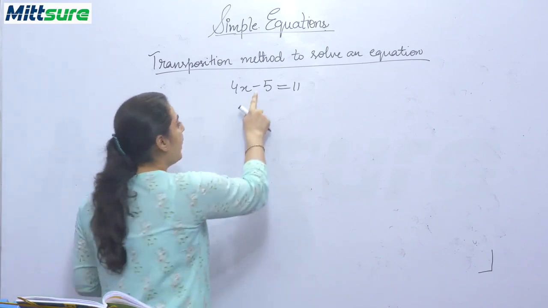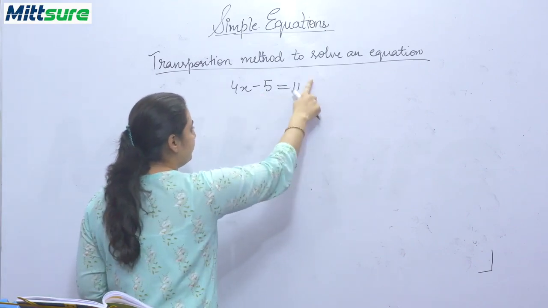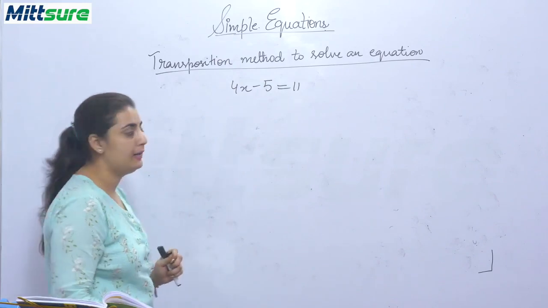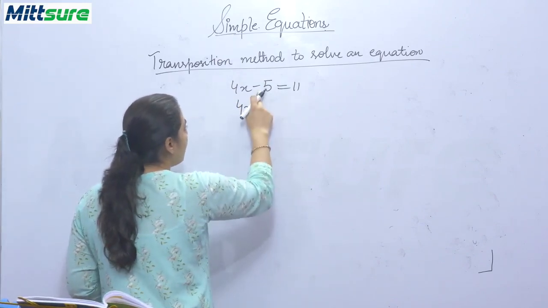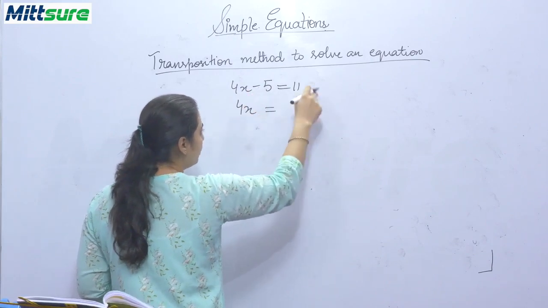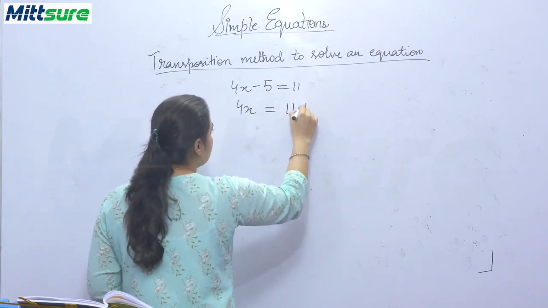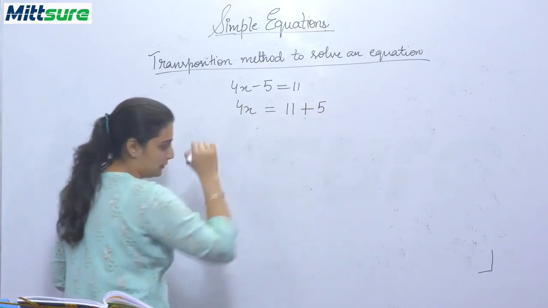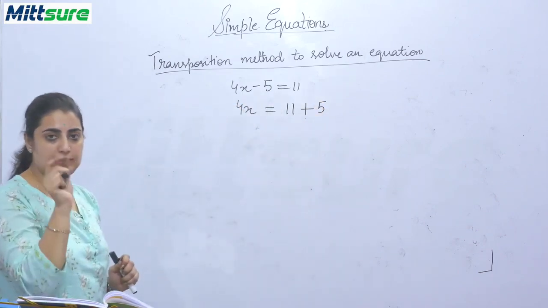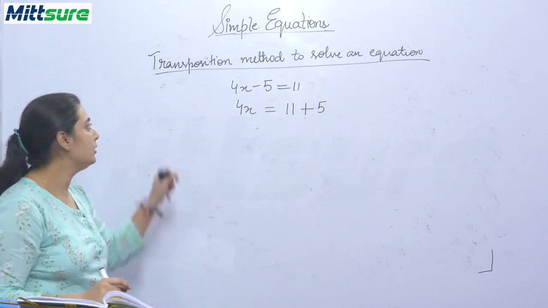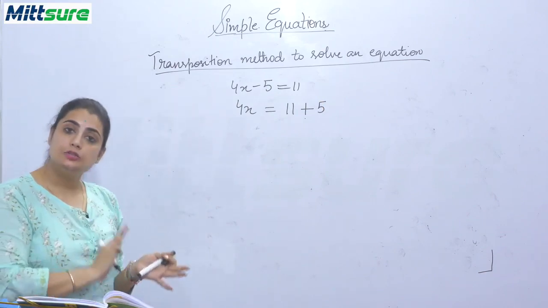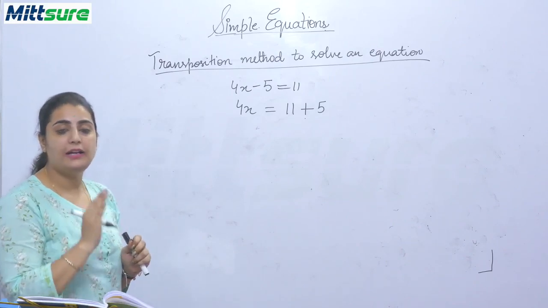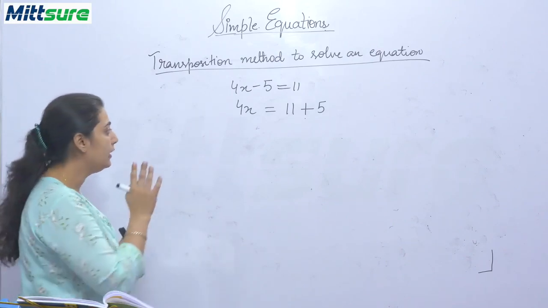For example, I want this 5 to be shifted towards the right hand side. Then what will I do? Here the 5 has a minus sign, but when it goes towards the right hand side, the sign will get changed to plus. So this is one fact about this transposition method that has to be kept in mind while finding the solution of that particular equation.